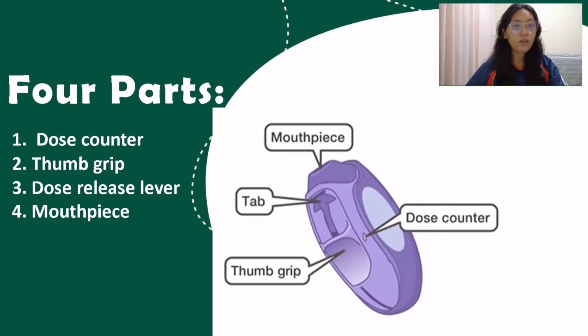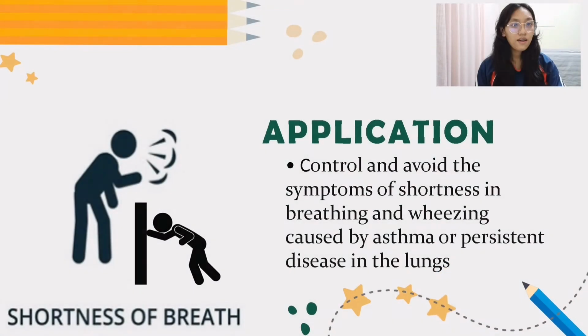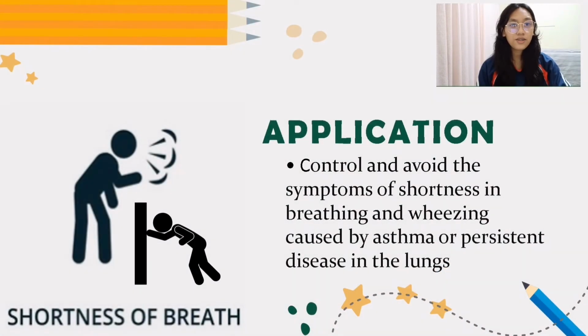And then we have the mouthpiece. You can see the mouthpiece here in this slide. It is the one that is placed in the mouth where the patient breathes deeply and rapidly. For the applications of the device, the Discus inhaler is a product that is used to control and avoid the symptoms of shortness of breath, wheezing caused by asthma, and persistent disease in the lungs such as COPD or chronic obstructive pulmonary disease that would include chronic bronchitis and emphysema.